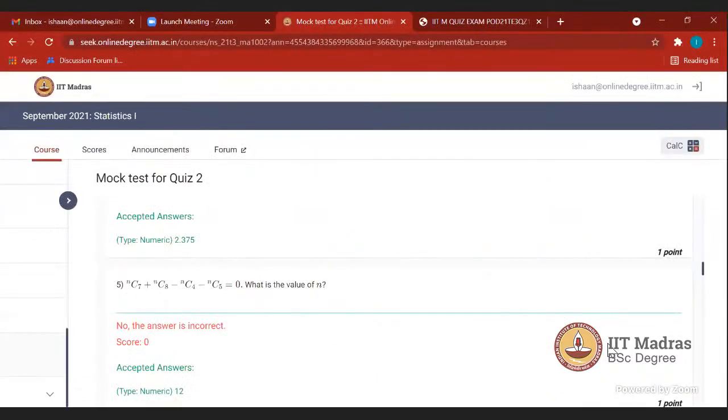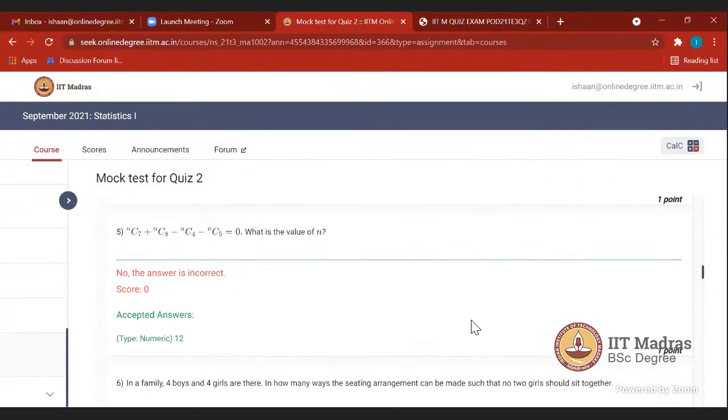So I took a different approach, but I was hoping if you could verify it. So can you go to the blank screen? The previous problem closure is not complete, is it? The equations: nC7 plus nC8 minus nC4 minus nC5. Yeah. So can you just scroll up to the previous problem? I think it is just not closed. Yeah, please continue.